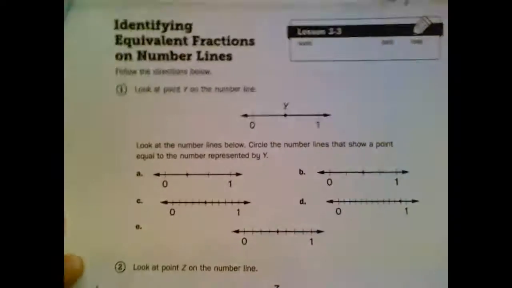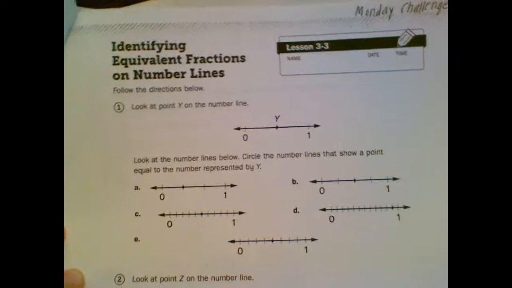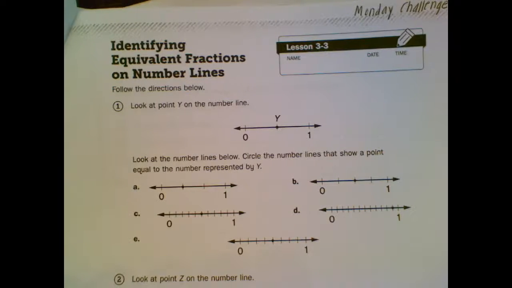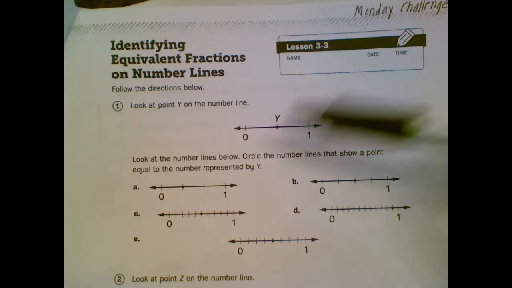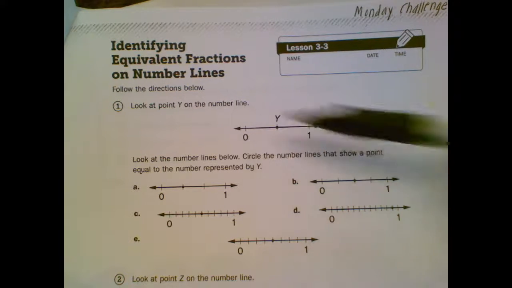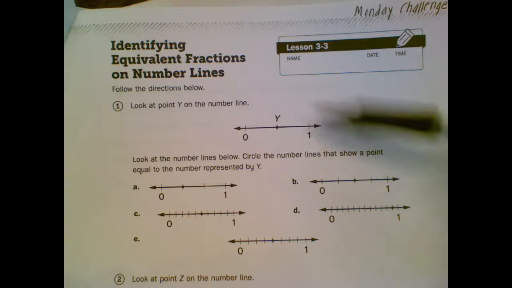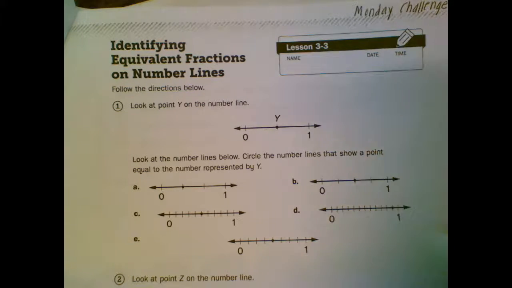The last assignment is optional. Some of you kids love challenge work. So I wanted to provide you an opportunity that is not Dreambox, that is not an EDM math game, okay? This one is optional. It's identifying equivalent fractions on number lines. So it says, look at point Y on this number line. So you have 0 here and a 1 here, okay? If it's halfway, it's obviously 1/2.